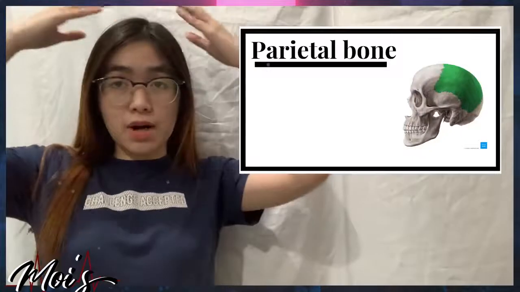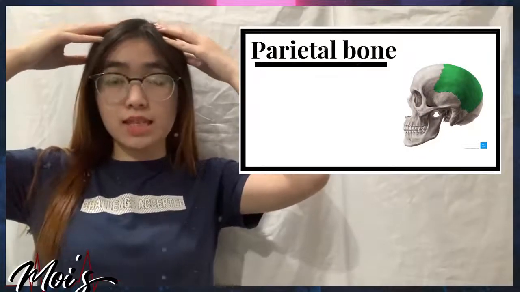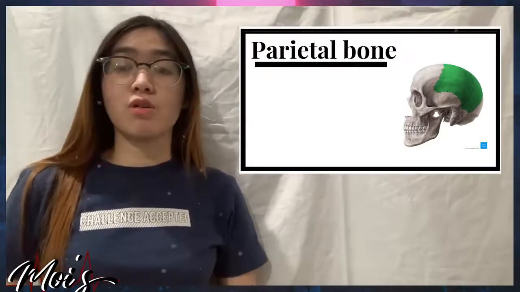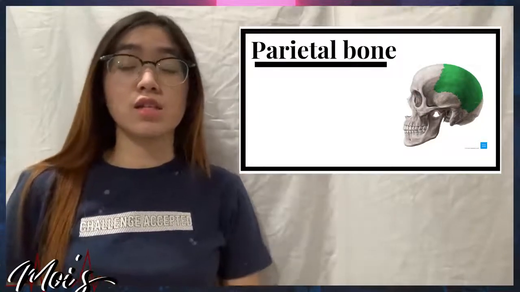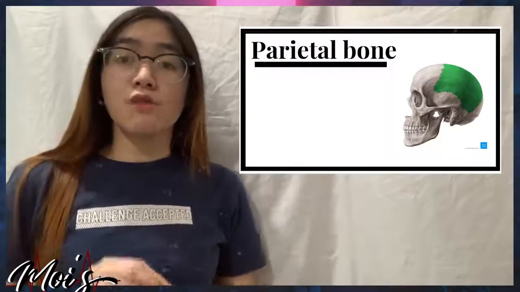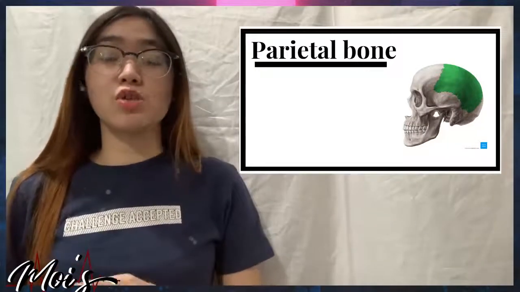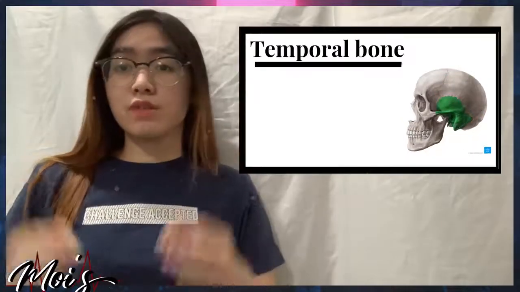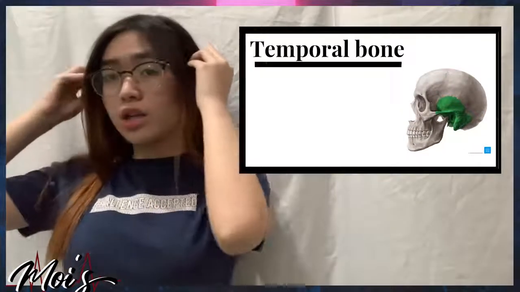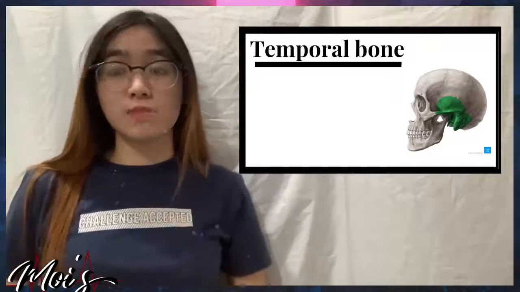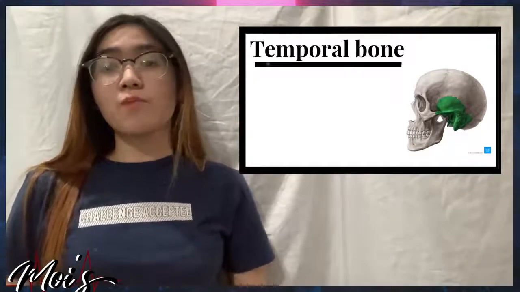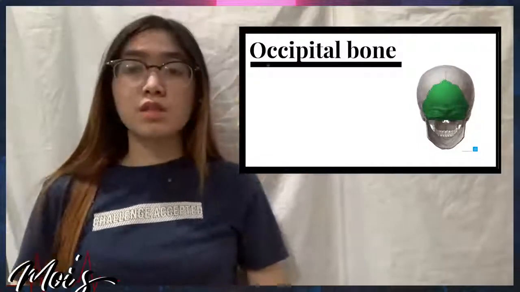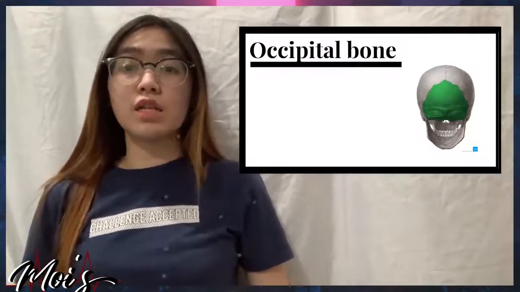Next, we have the parietal bones which form the sides and the roof of the cranial cavity. The most important thing about this bone is that its internal surfaces accommodate the blood vessels from the superficial tissue covering of the brain, which is called the dura mater. Next, we have the temporal bone, which are the inferior lateral aspects of the cranium. Next, we have the occipital bone, which forms the posterior and the base of the cranium.